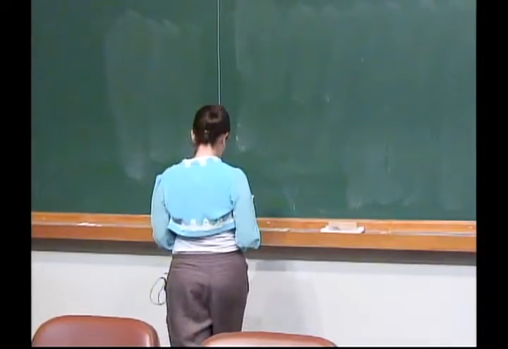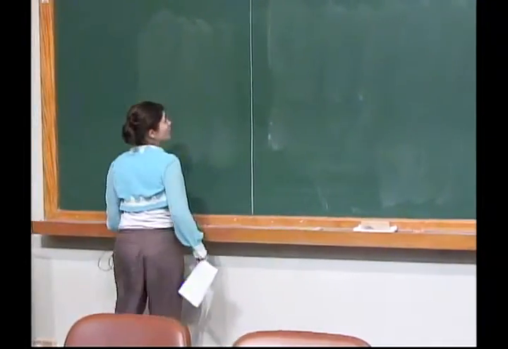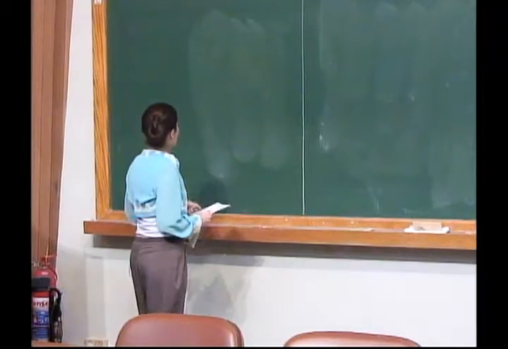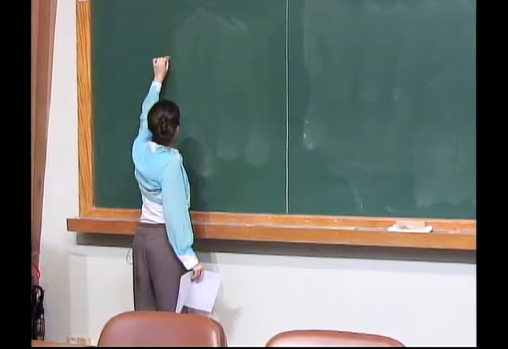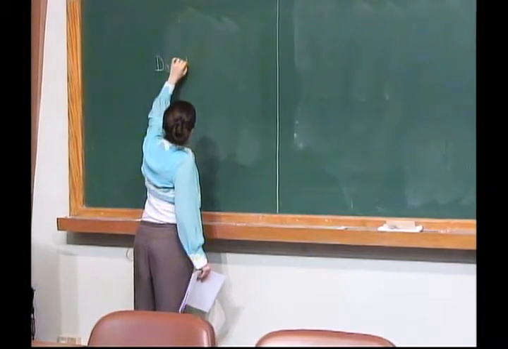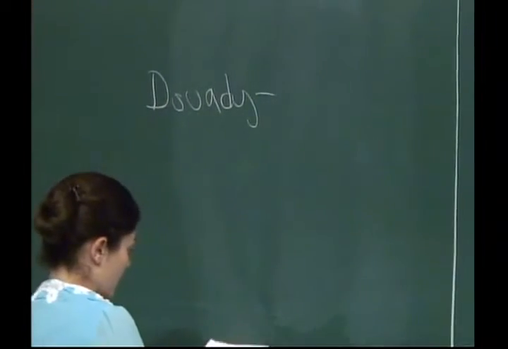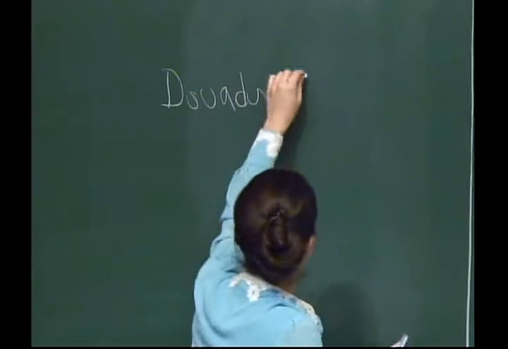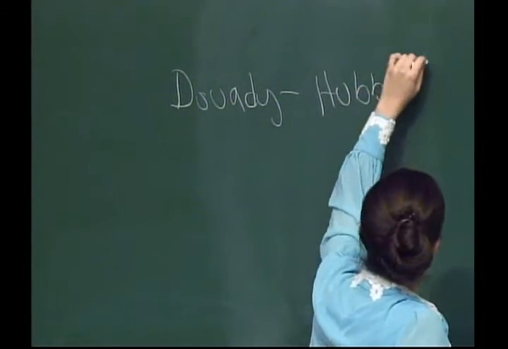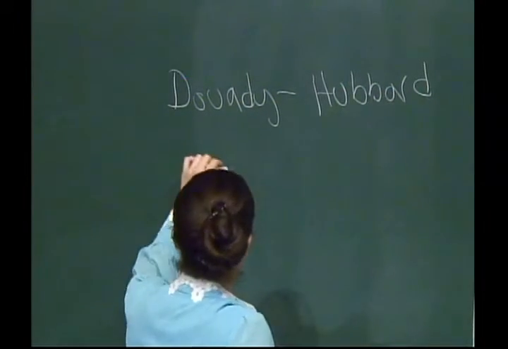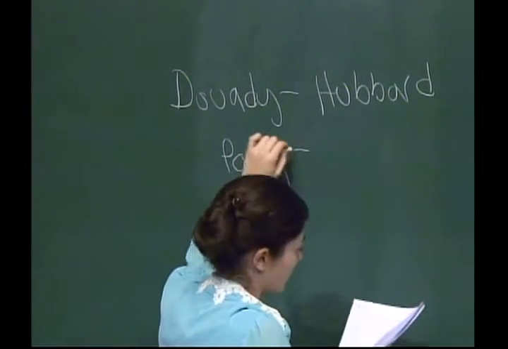And I'm going to start giving the motivation of the problem. And let me know if it's too small, the handwriting. So I'm going to start with the basic definition, which was due to Douady and Hubbard, of what is a polynomial-like map.